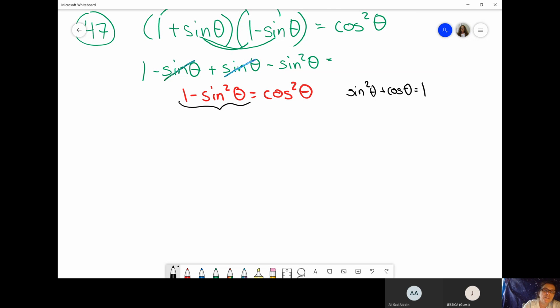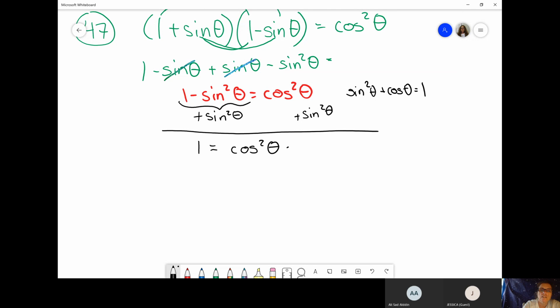Now you could bring a plus sine squared theta to the other side, and then you're basically done, because on the left-hand side it says 1. 1 equals cosine squared theta plus sine squared theta, which is exactly this identity here. Forgot the 2. Here you go.